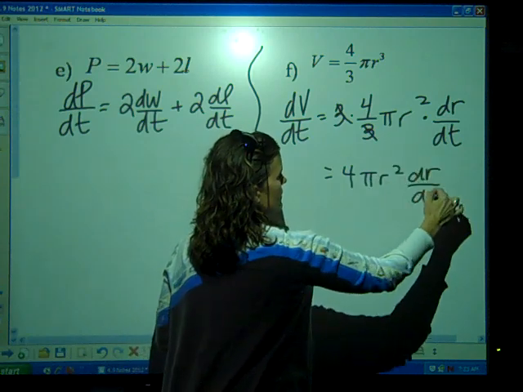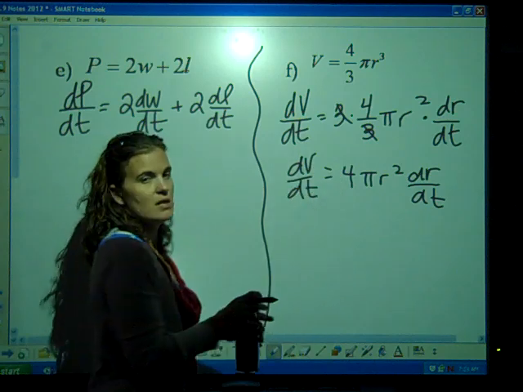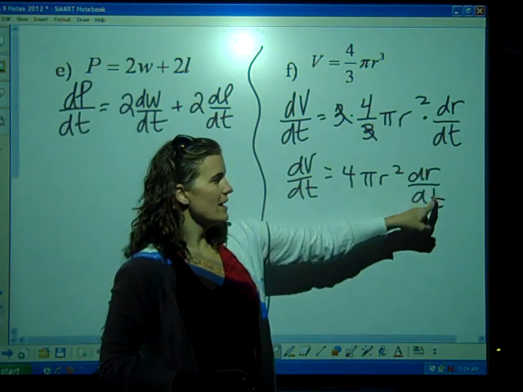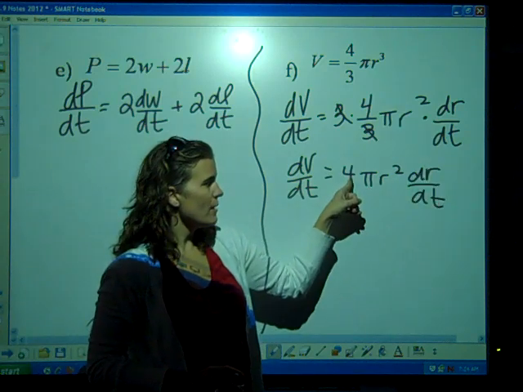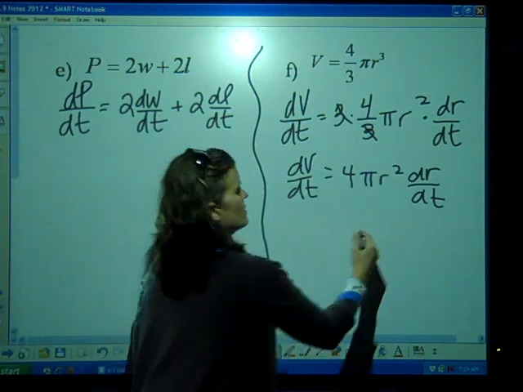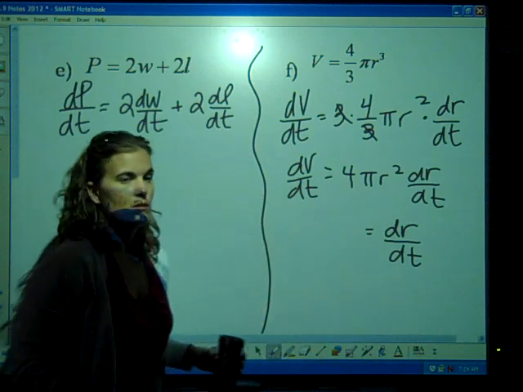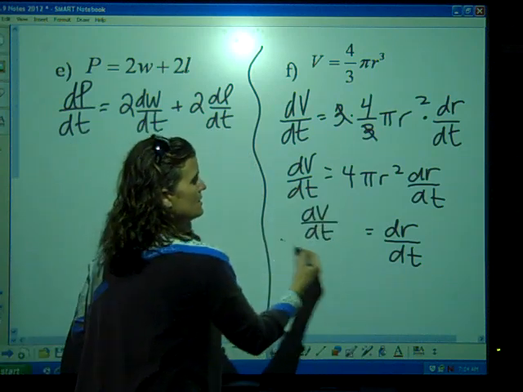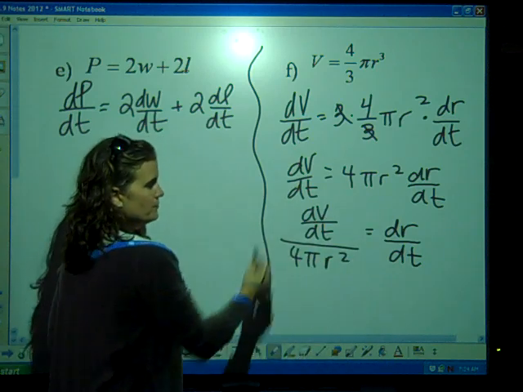Oftentimes from here, you're going to be solving for one of the unknowns. So actually, let's go ahead and solve this guy for dr dt. If I wanted to get this guy all by itself, dr dt, I would solve him by dividing through by 4 pi r squared on both sides. So I could state that the rate of change of the radius, dr dt, would always equal dV dt, the rate of change of the volume, divided by 4 pi r squared.